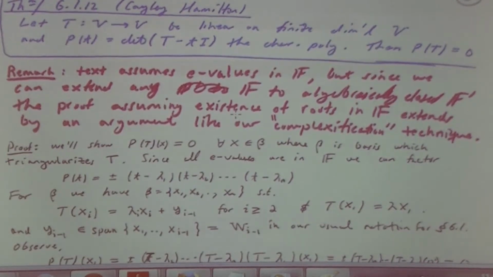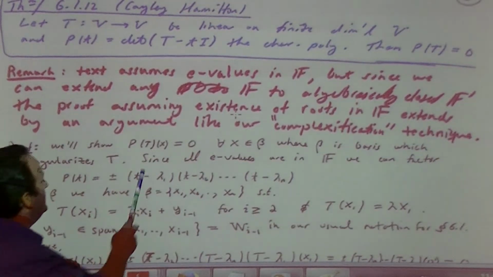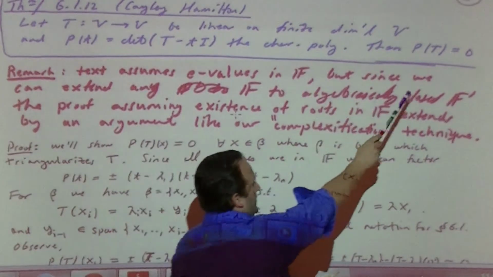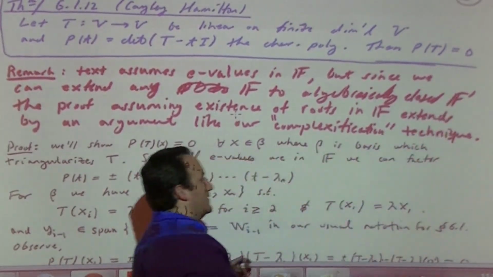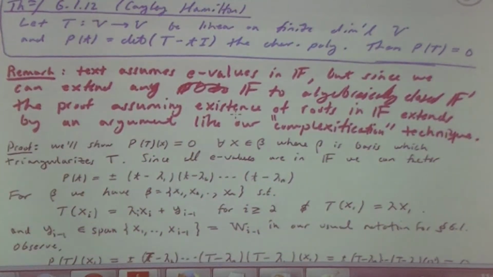That leads us to the Cayley-Hamilton theorem. If T is a linear mapping from V to V, with V a finite dimensional vector space, and P of T is the characteristic polynomial, then we can show that if you plug the transformation T into the characteristic polynomial, we get back the zero transformation. And the proof here is actually pretty easy to understand.